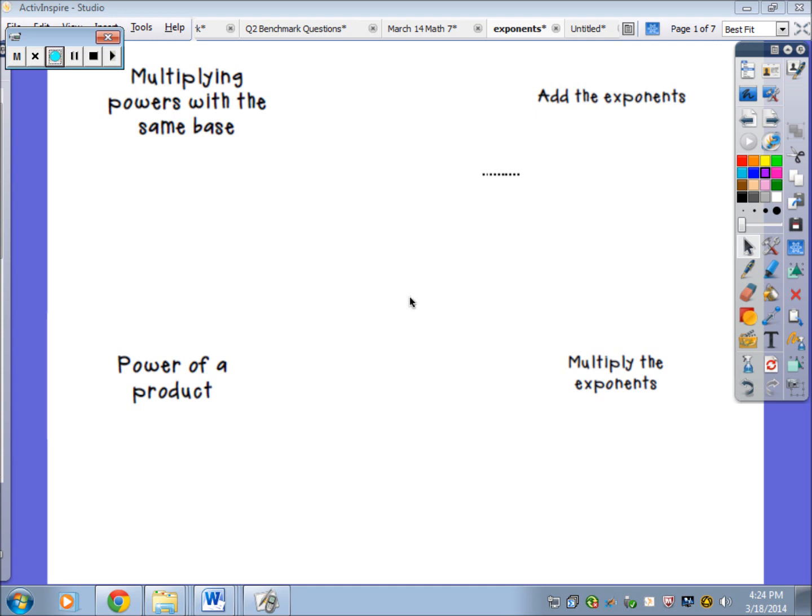Alright guys, so we're going to be looking at this foldable that you got after class yesterday. Make sure you have it out. The first one we're going to be looking at is multiplying powers with the same base. You're just going to add the exponents.